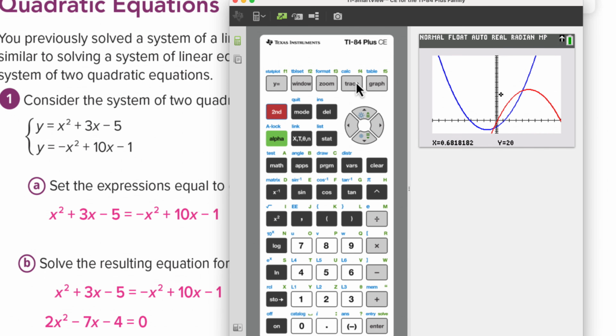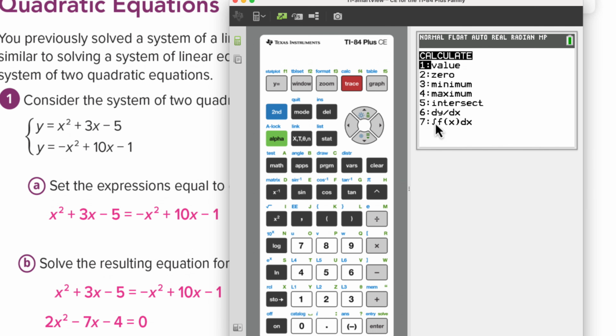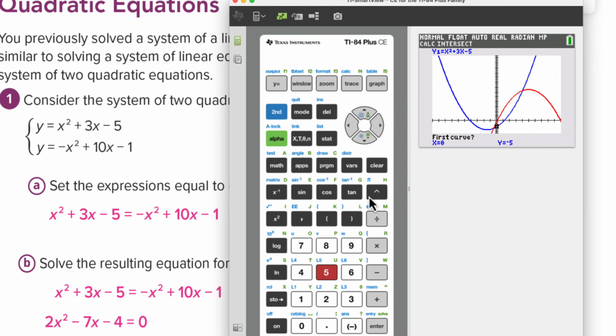Calculate, second, calculate, the intersect, which is 5. Now, it's going to ask you, you could have all those y1, y2, y3, y4, so many equations on here while you're working. We have 2, but the calculator is asking us, which curve do you want to include? If you notice, I'm on the blue curve right now. So we need to tell it, select the blue curve. So you're just going to hit enter.